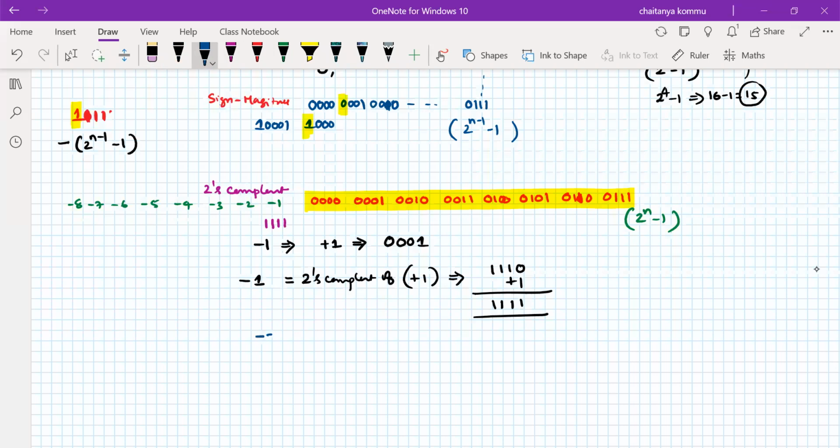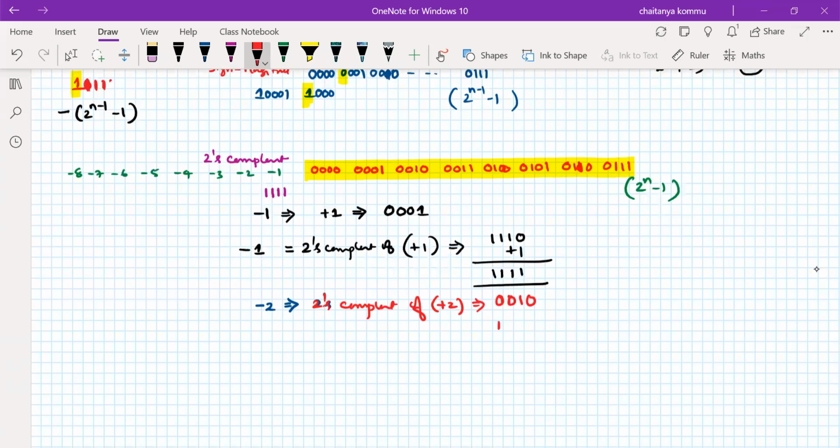What is minus 2? Minus 2 is nothing but the 2's complement of plus 2. So what is the value then? 0, 0, 1, 0 is the value. We have to take the 1's complement of this number, which is 1, 1, 0, 1, plus 1. We have to add 0, 0, 0, 1. Therefore, this is 1, 1, 1, 0. Like this we have to write it.